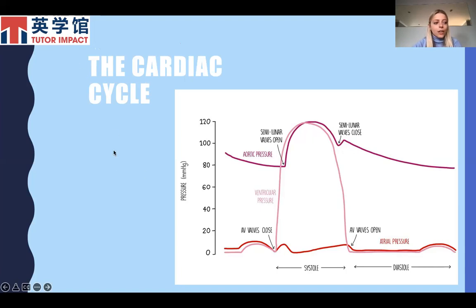Now, this is everything for this lesson. We've spoken about the anatomy of the heart and the cardiac cycle. It's a really interesting topic, especially if you're interested in biology, and I hope it has been helpful.